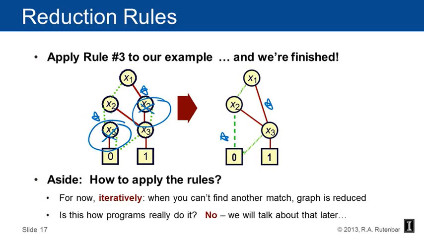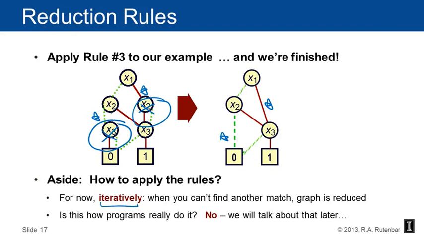Wow, this is way less BDD than I started with. This is way less graph than I started with. This is way fewer nodes and way fewer edges. Now, you might ask, how does one apply these rules? And for now, I'm just going to say iteratively. When you can't find another graph match, the graph is reduced.